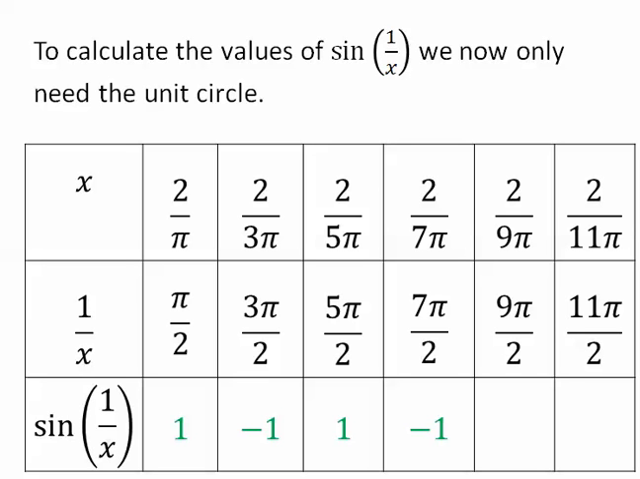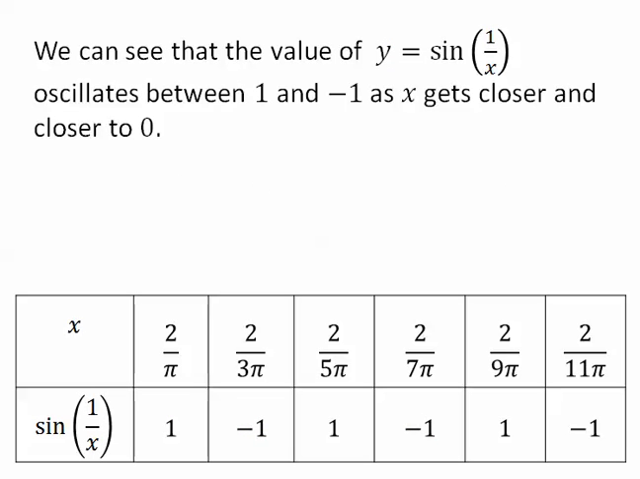We continue this song and dance for 9 pi over 2 and 11 pi over 2. You just keep going around the circle. All of these values will land you either at the top or the bottom. So you see how it's 1, negative 1, 1, negative 1, 1, negative 1? And this is happening as I get closer and closer to 0. We can see that the value of y equals sine of 1 over x oscillates between 1 and negative 1 as x gets closer and closer to 0.